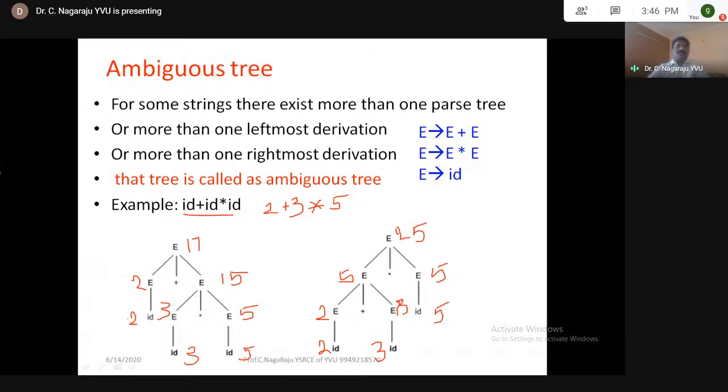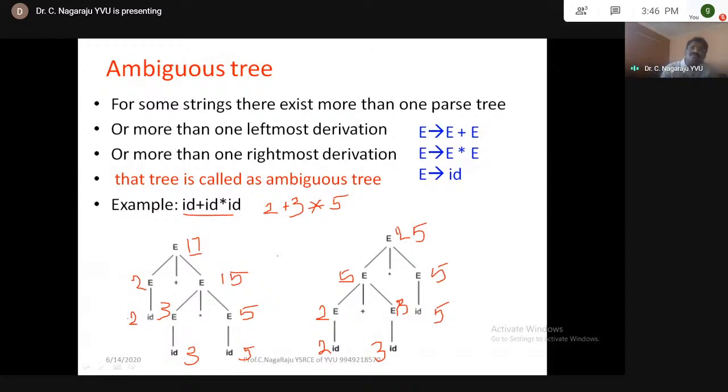Now you see that when constructing one tree we got the result 17, in the rightmost derivation, and in the leftmost derivation we got 25. But which one is the correct answer? Ambiguity occurs, so that's why we call this ambiguous. So now you have understood the definition of ambiguity.